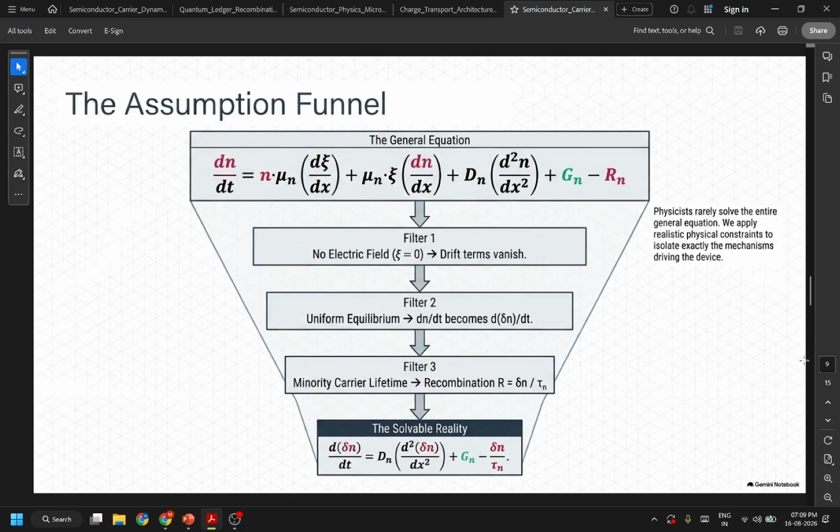Now second, we assume uniform equilibrium. So there dn by dt becomes d delta n by dt, and then we assume recombination is for minority carrier lifetime only. So that makes R equal to delta n by tau n. So our final equation becomes d delta n by dt equals Dn d square delta n by dx square plus Gn minus delta n by tau n. So which is solvable.